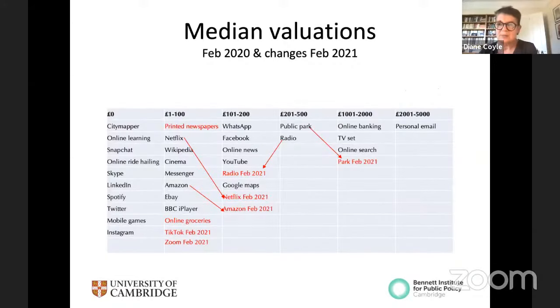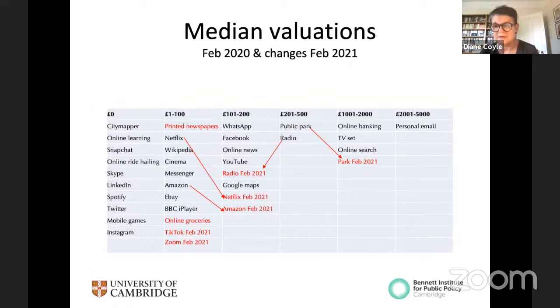So to give an example of how this changed between February 2020 and February 21, what I've given you here is the median band where each of the 30 products sits. The black is February 2020. The red shows significant changes between February 2020 and February 21. And so these are completely intuitive.